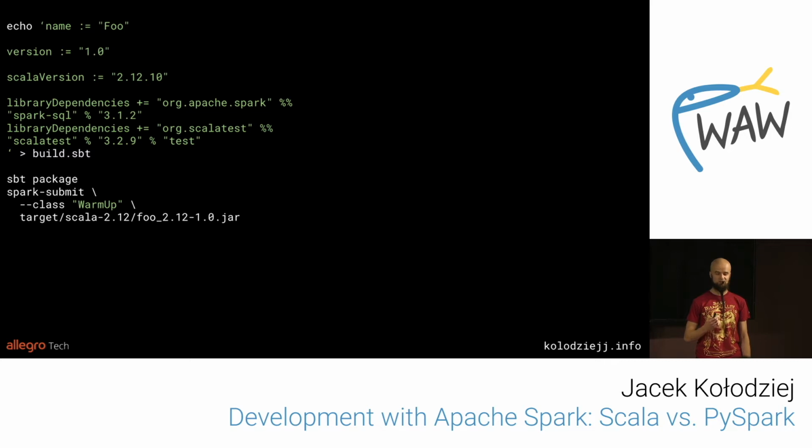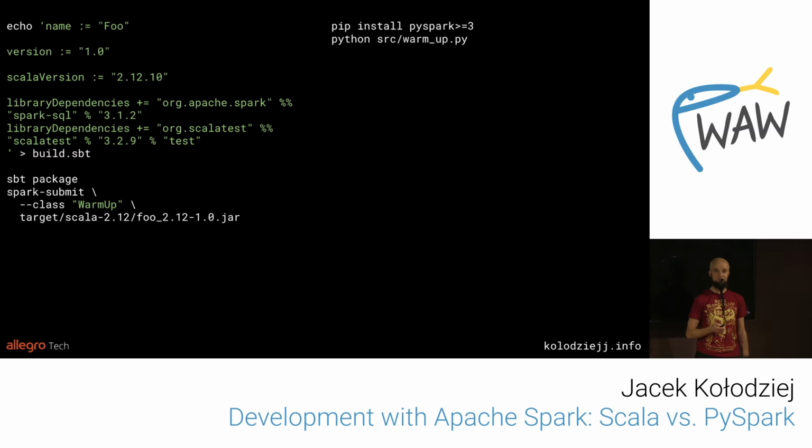Since we already defined the master node in our code, this local asterisk, we don't need to repeat it here, but we need to give spark-submit the class to run and also the path to this jar file, and that's it for a local run.